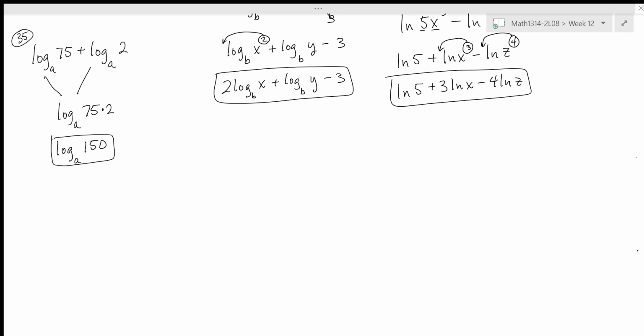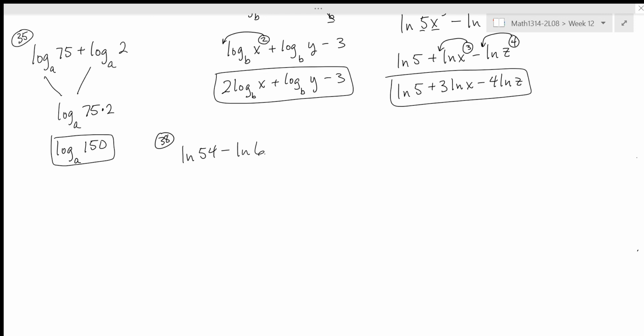Are you ready for the next one? Okay, number 38. We've got natural log of 54 minus natural log of 6. And this time I have subtraction.